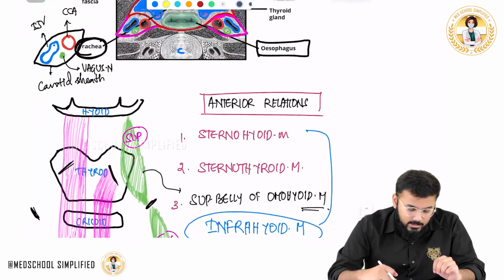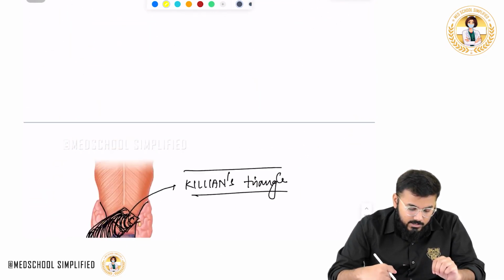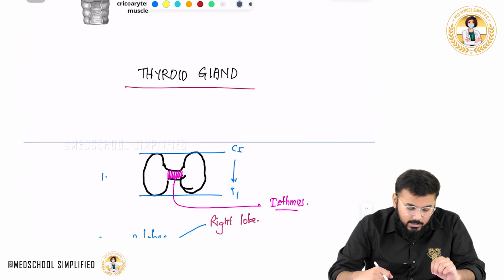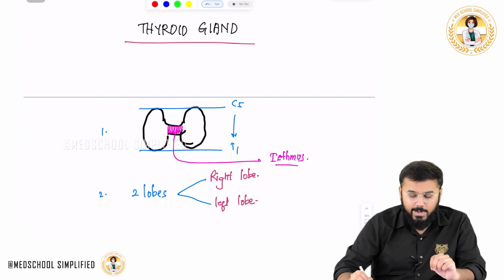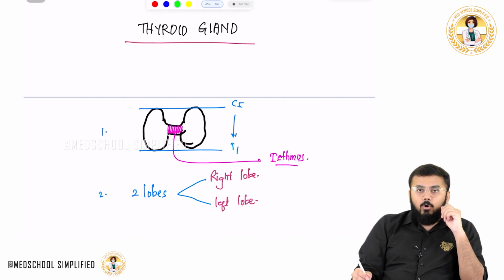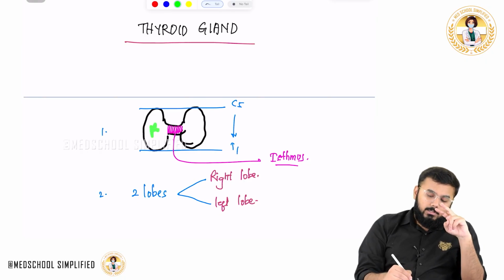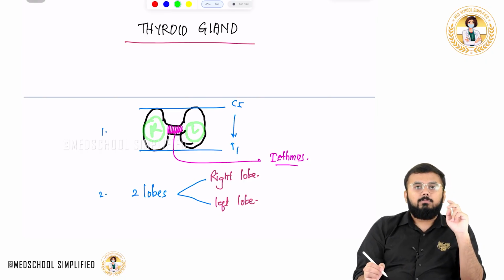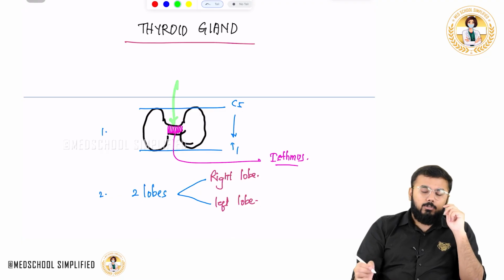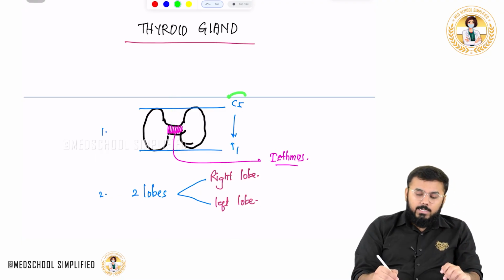So let us just revise the things which we have discussed here, guys. We discussed that there is something called your thyroid gland. The thyroid gland has two lobes. This is your right lobe, this is your left lobe, and this center part is your isthmus. It ranges all the way from C5 to T1.